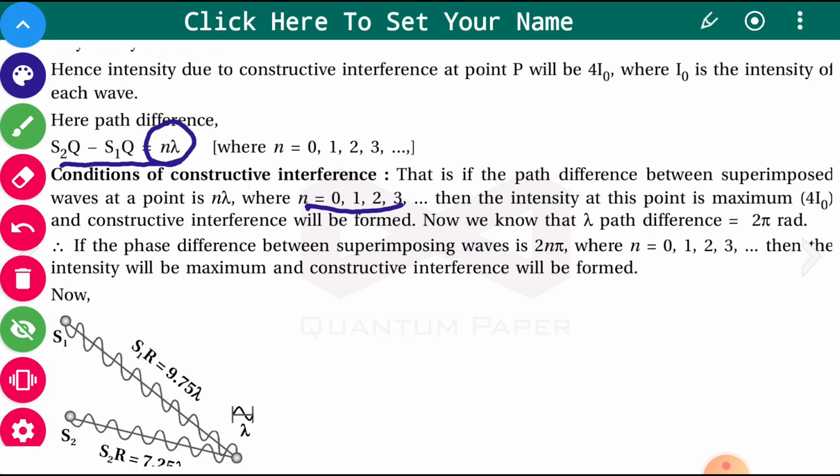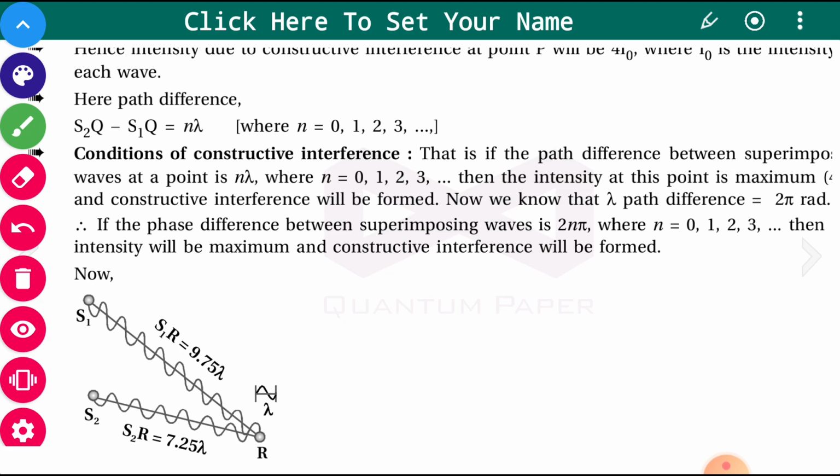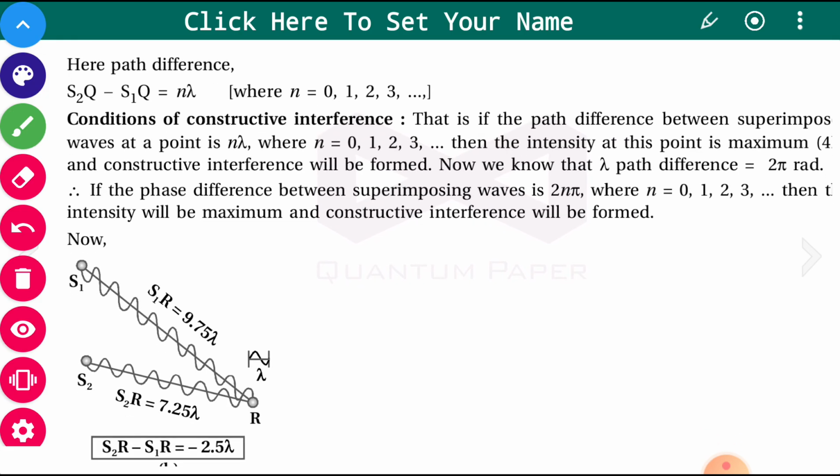Okay. Now we know that lambda is the path difference, or we can say whenever there is a path difference of lambda, there will be a phase difference of 2 pi. This you must know. If the phase difference between superimposing waves is 2n pi, where n is 0, 1, 2, 3, then the intensity will be maximum and constructive interference will be formed, in general.